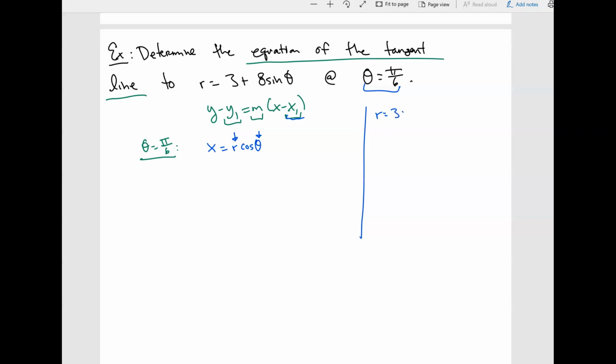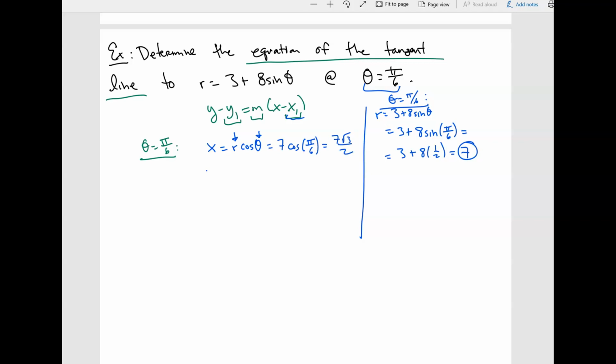3 plus 8 sine theta. So I'm going to have 3 plus 8 sine of pi over 6. This is going to be 3 plus 8 times 1/2, which gives me 7. So r equals 7 when theta is equal to pi over 6. Now I'm going to plug it in there, so it's 7 times the cosine of pi over 6, and we get 7 square root of 3 over 2.